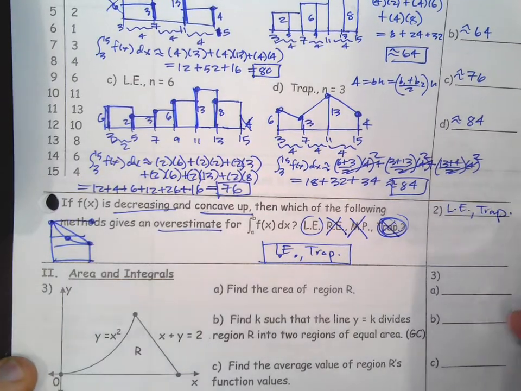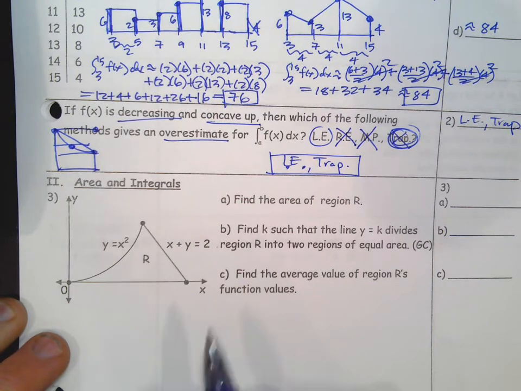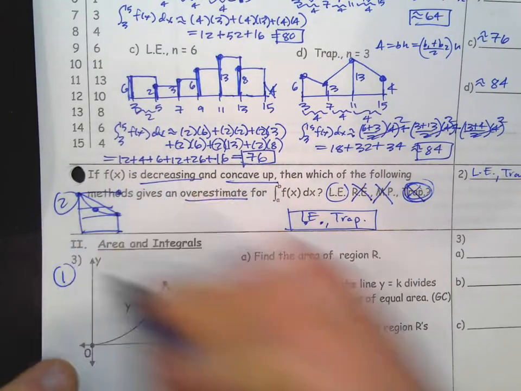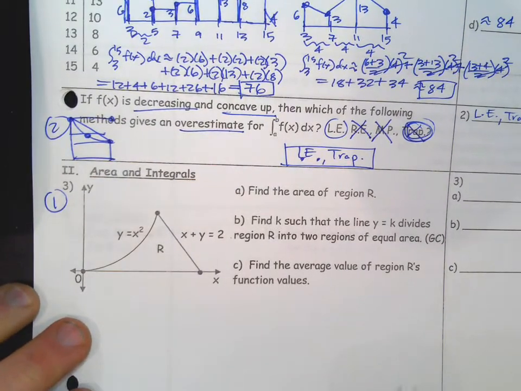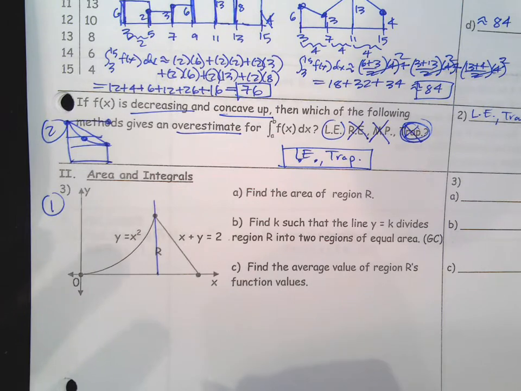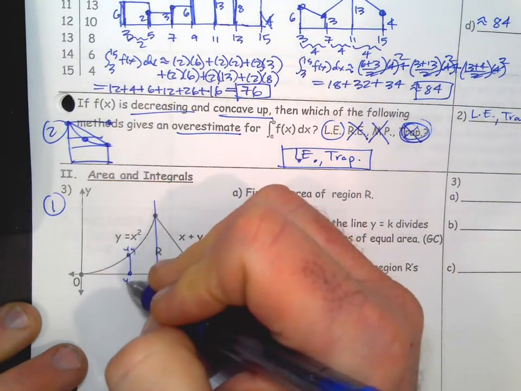All right. Area. Both of these problems are in the no-calc part 2 of the test. Area problems are going to be on part 1, so you're going to have access to a calculator. So find the area of region R. If you can do vertical slices, you do y top minus y bottom. You have to break it up.